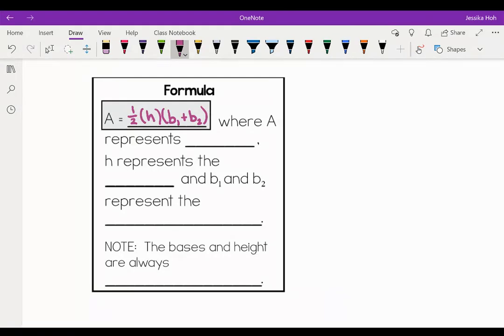So where A represents area, H represents the height, and B1 and B2 represent the bases, which are parallel. The bases and the height are always perpendicular.